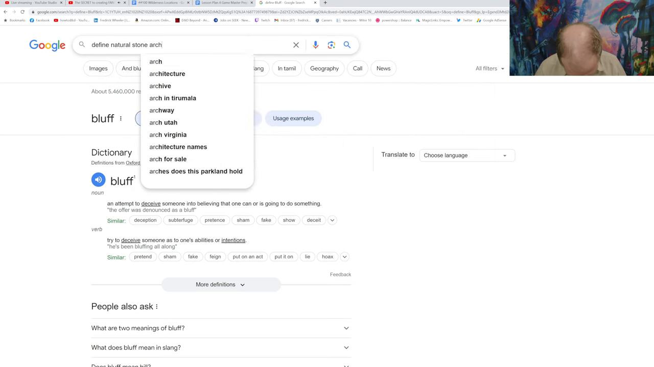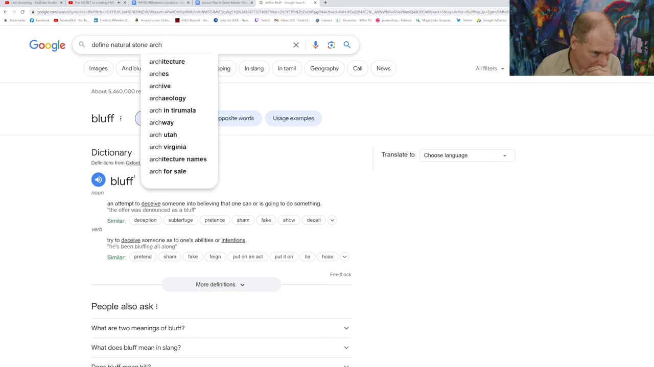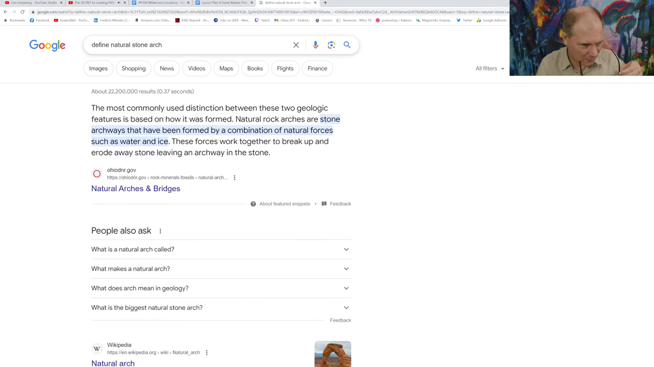Stone arch. Okay, what is this? The most commonly used distinction between these two geographic features is based on how it was formed. Natural rock arches are stone archways. They have been formed by a combination of natural forces such as water and ice. They're called the natural arch. That's what they're called, aren't they?